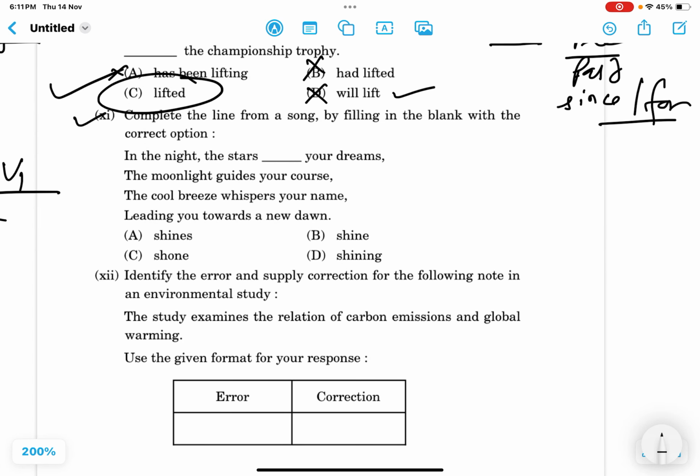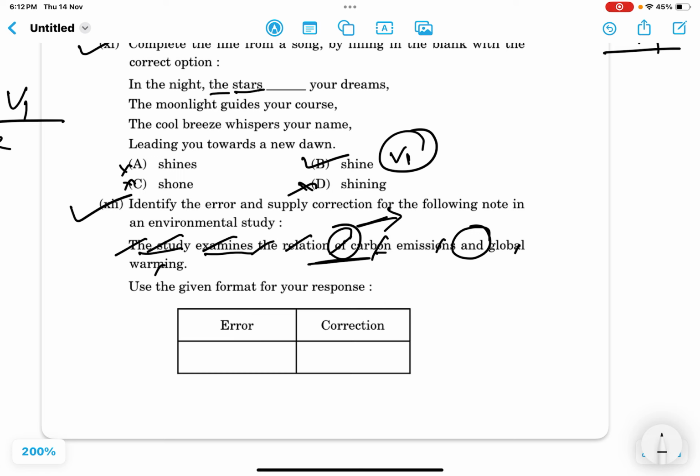Next, last question. Once again, similar to the last sample paper's last question. The study examines. Now identify the error. So the study examines, this one is correct because study is singular. Examines is also singular. The relation of, okay, the relation of this word carbon emissions, these we can't change, and global warming. So once again, here is the error, because we are talking about the relation between two things, carbon emissions and global warming. So of, that is wrong, and the correction will be between. So this is the correct answer.